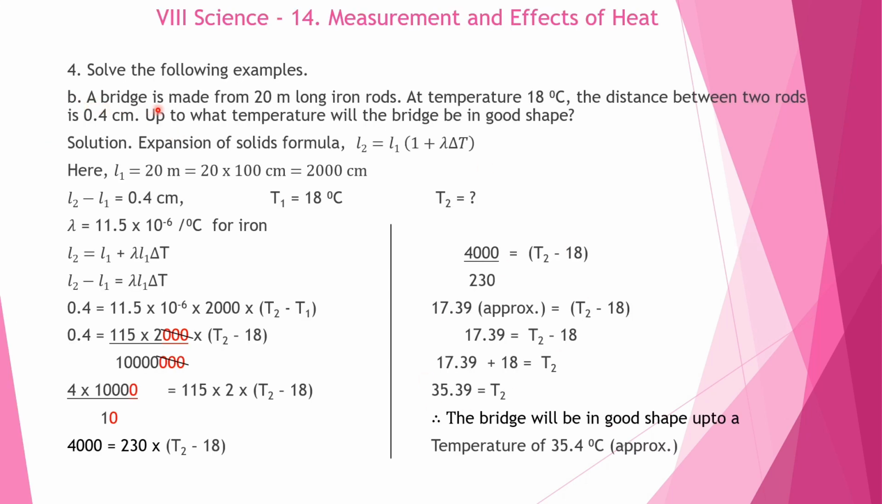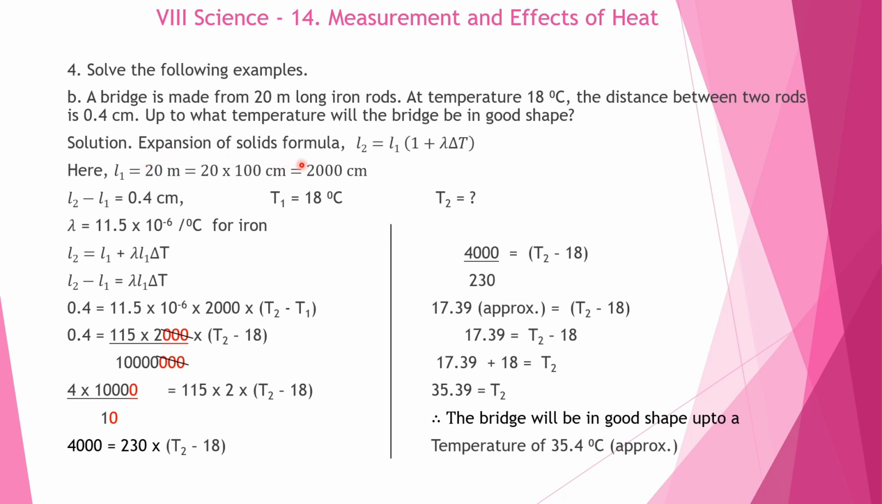A bridge is made from 20-meter long iron rods at temperature 18 degrees Celsius. The distance between two rods is 0.4 centimeter. Up to what temperature will the bridge be in good shape? Here children, 20-meter long means that is the length. L1 is 20 meter. 20 into 100 centimeter is 2000 centimeter. Because children, here it is 0.4 centimeter, so we will try to have all the units in centimeter.